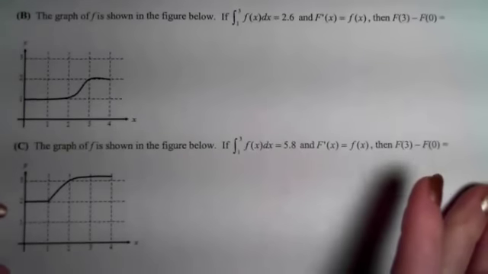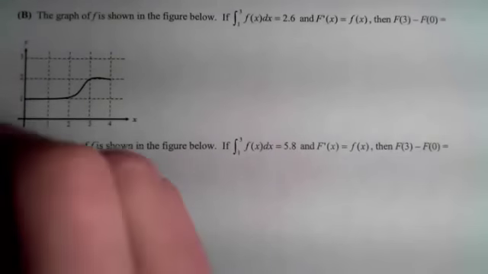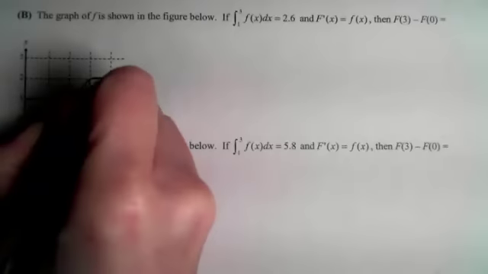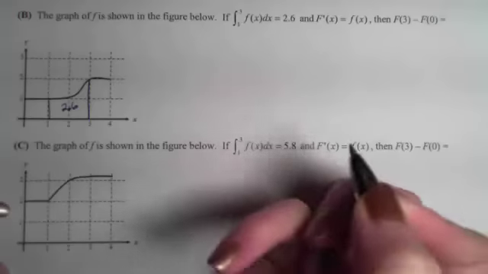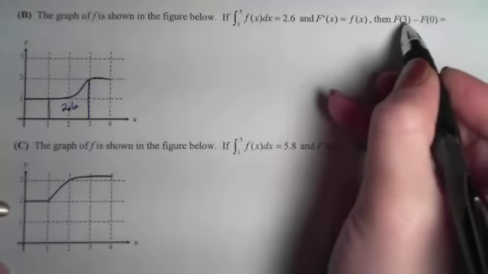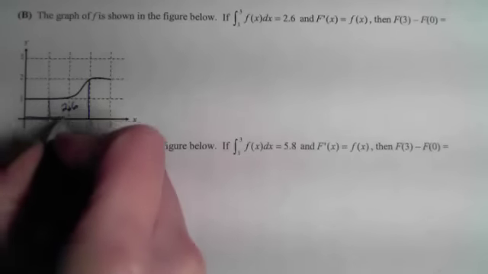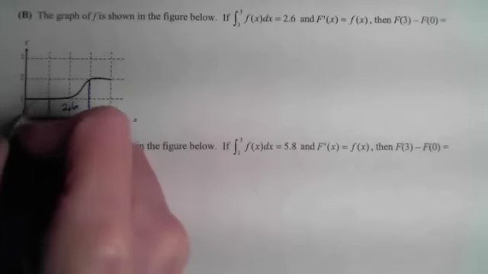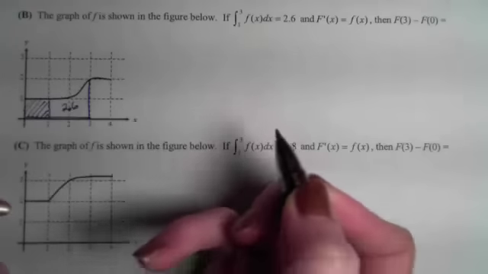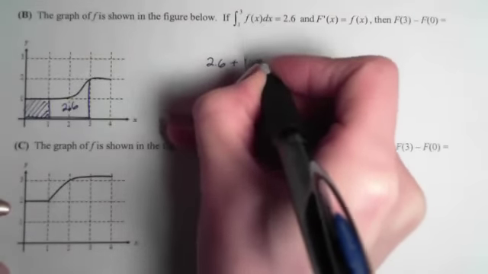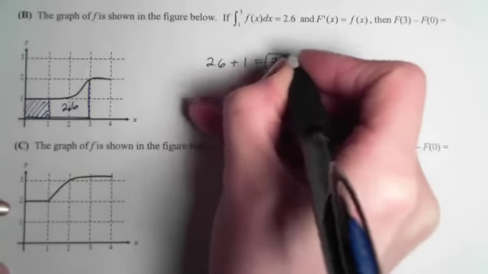We do the same thing on B. We're told the accumulation from 1 to 3 is 2.6, and I want the accumulation from 0 to 3. So I'll go from here all the way to 3. Notice that I added an additional unit, so the answer here will be 2.6 plus 1, or 3.6.